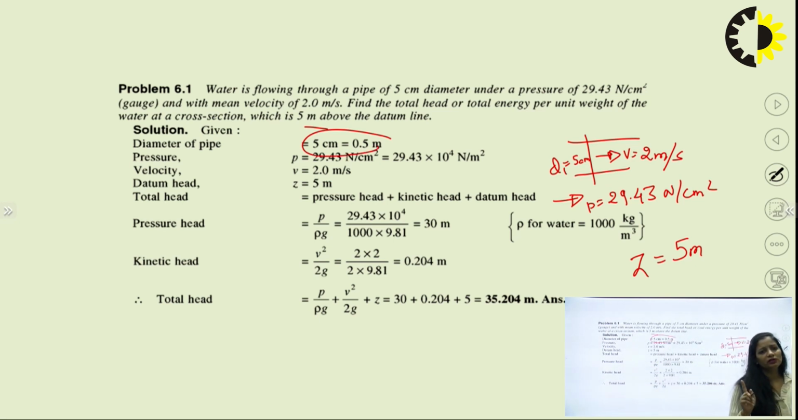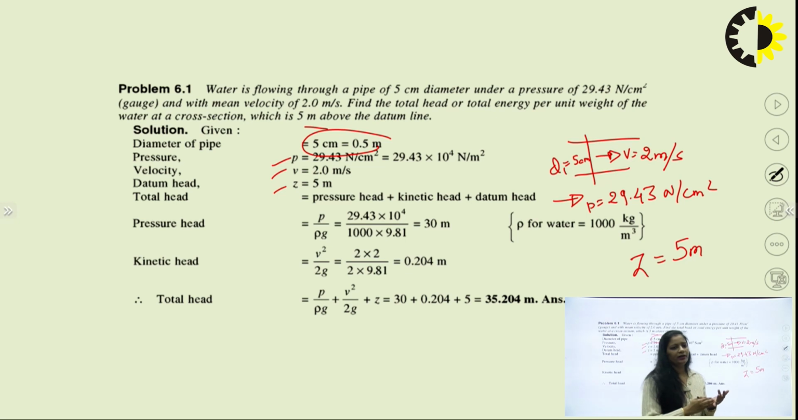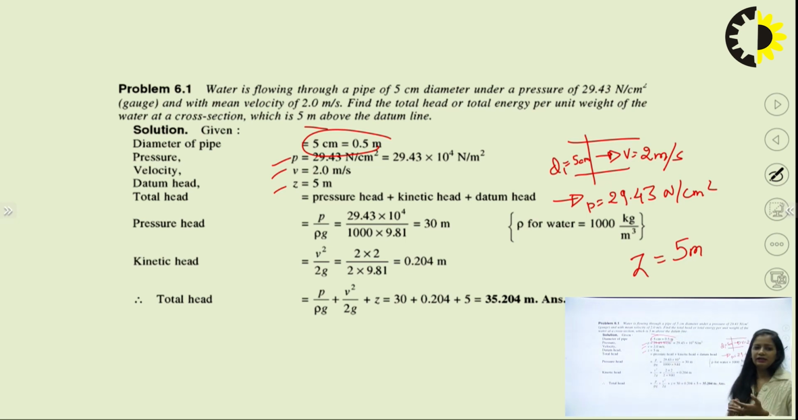Pressure is given as 29.43 Newton per centimeter square. Convert it to Newton per meter square by multiplying by 10 to the power 4. Velocity is 2, z is 5. So total energy will be what? Pressure head plus kinetic head plus datum head. Calculate each term step by step.